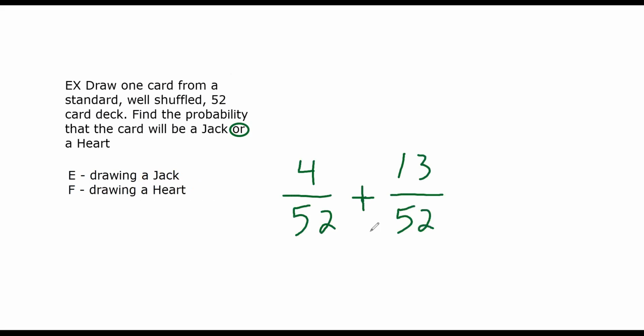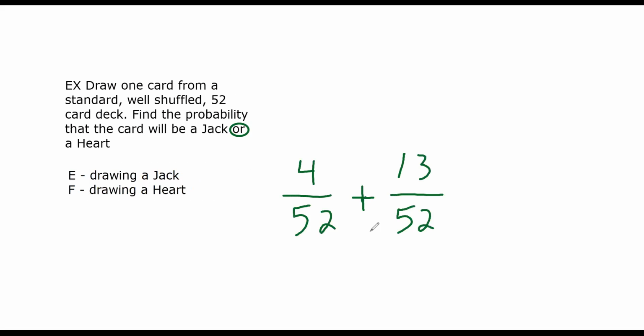Now, drawing a jack or a heart. Well, let's see. There is a 4 out of 52 chance of drawing a jack. Then maybe I can just add all the hearts in with that, a jack or a heart. So as long as it's at least one of those things, it counts. So there's 13 hearts out of 52. What's the problem with that?